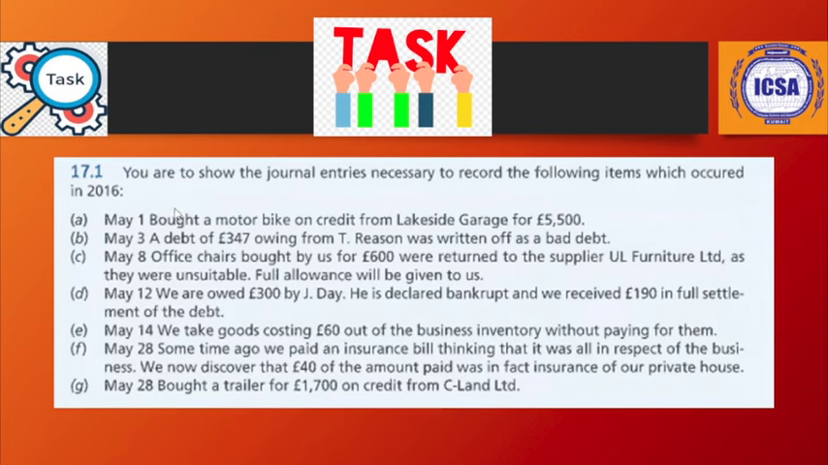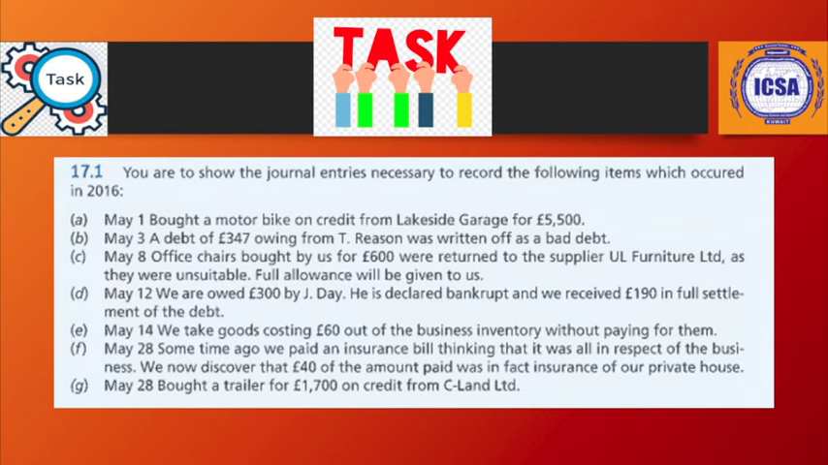Here is another task to do. You are to show the journal entries necessary to record the following items which occurred in 2016. May 1st, bought a motorbike on credit from Lakeside Garage for 5,500. A debt of 347 owing from T Reason was written off as a bad debt, that is to be recorded. Office chairs bought by us for 600 were returned to supplier UL Furniture Limited as they were unsuitable. Full allowance will be given to us.